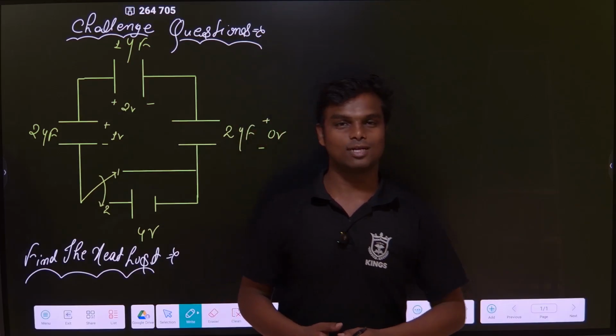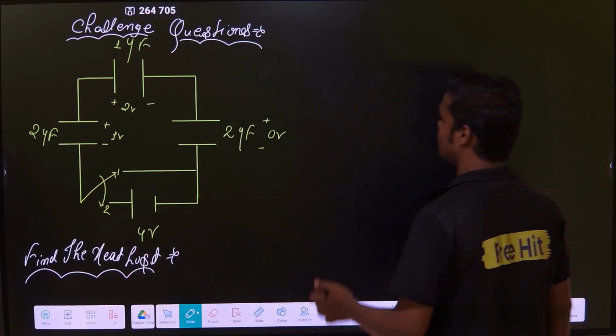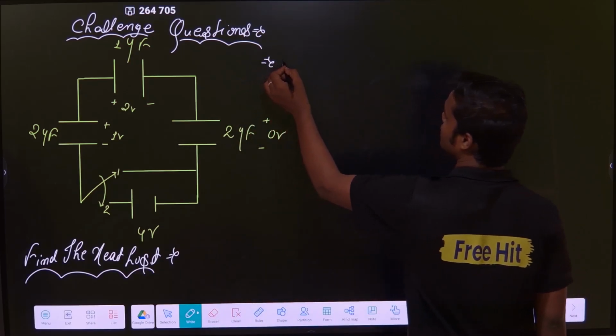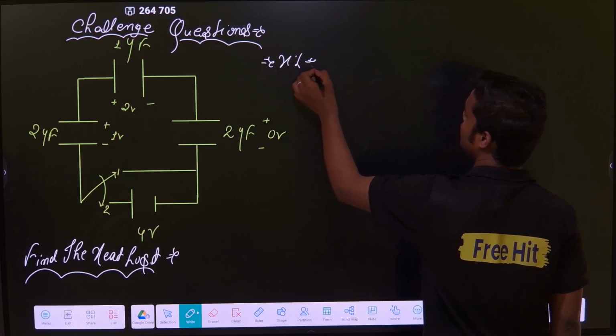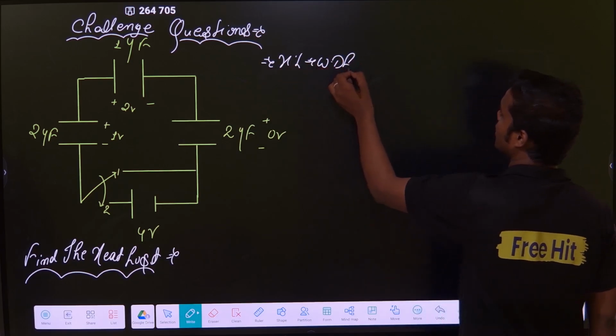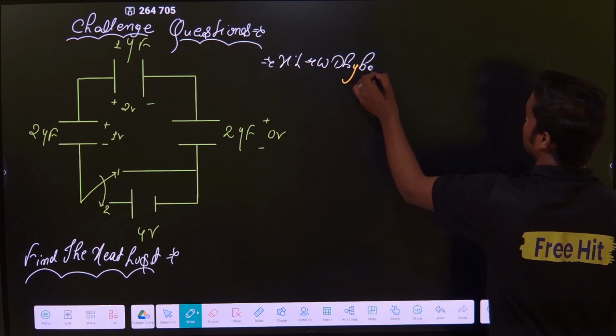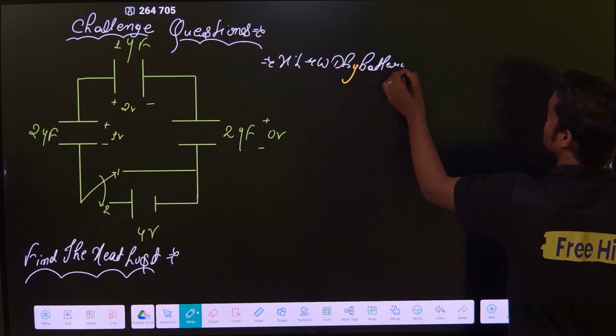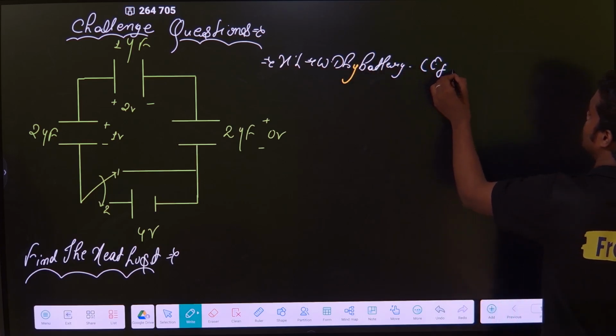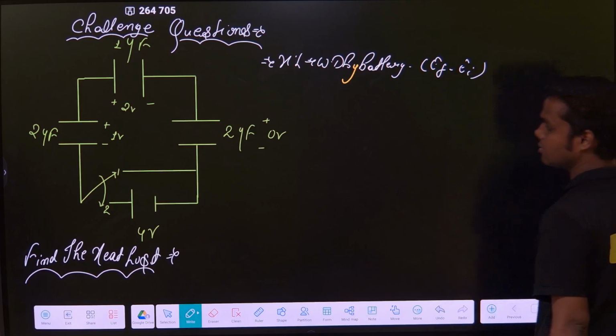Hello everyone. So let us see the solution for this challenge question. Basically, what you have to do is calculate the heat loss, and I told you that heat loss is simply defined as the work done by the battery minus the final energy minus the initial energy of the system. That is simply what you have to do.